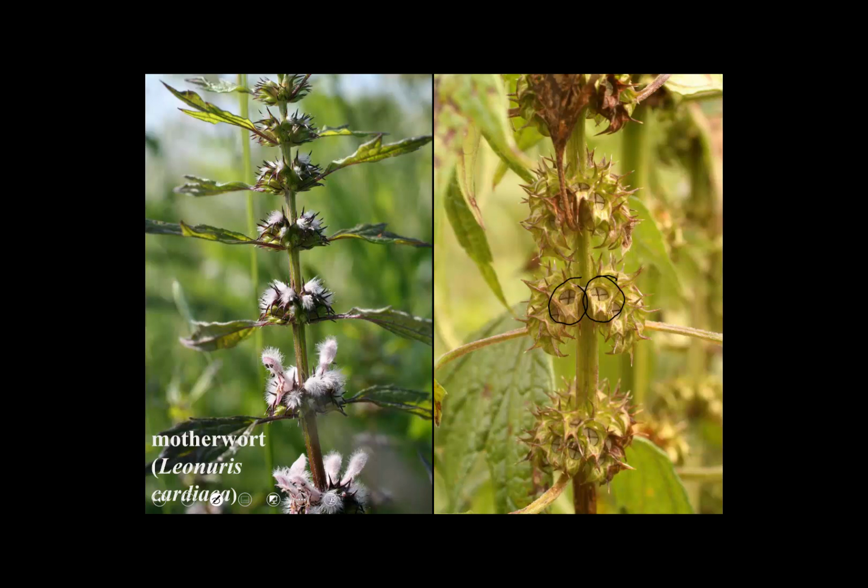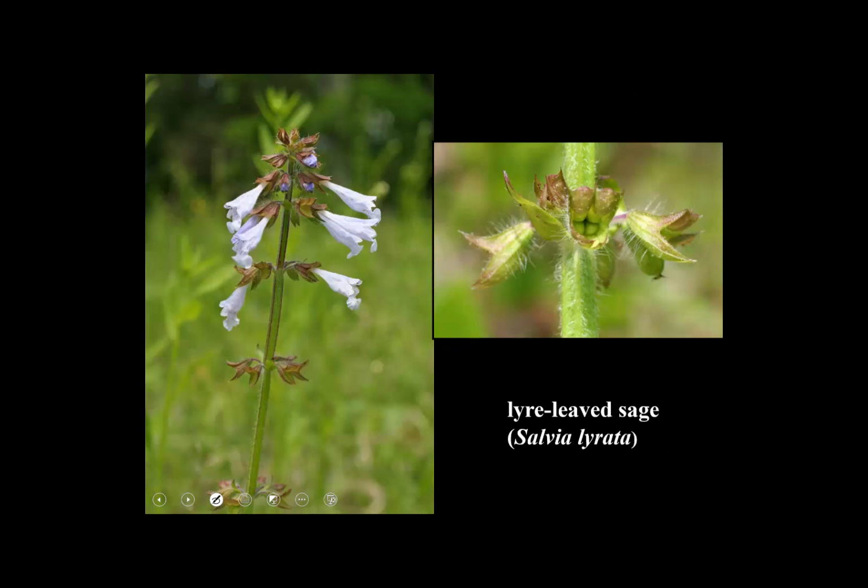and that's the characteristic fruit of the mint family, 4 little nutlets. There are some other families of plants that have an overall growth form and calyx and corolla that look very much like the mint family, but their fruits are capsules, not 4 nutlets. So that's a very distinctive feature of the mint family. The fruit is 4 nutlets. So let's take a look at some flowers and fruits of the mint family.